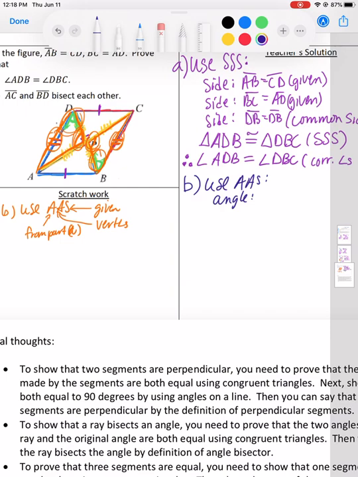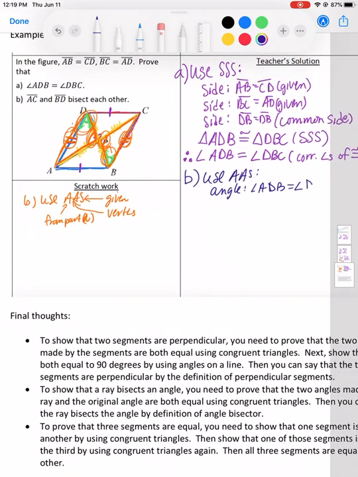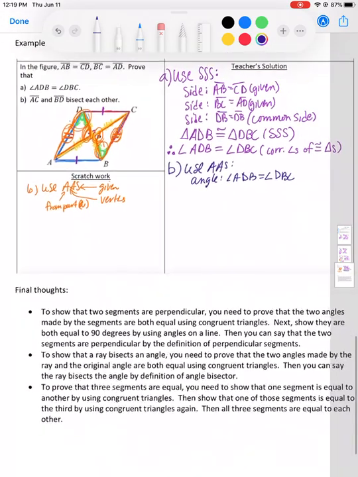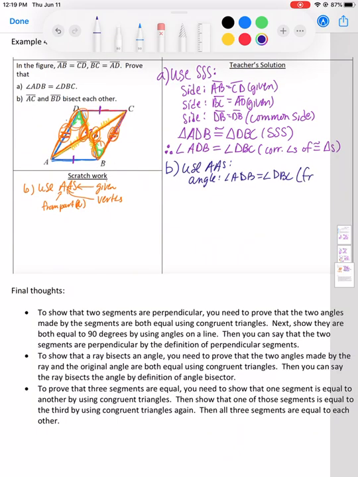Remember, my goal is to get those yellow segments equal to each other. If I prove that the orange triangles are congruent, then I can use the corresponding sides to show that those are equal. Okay, so that's my overall goal again. So let's go back to what my little goals are: angle, angle, side correspondence. Now we know that angle ADB is equal to angle DBC. That's from part A.